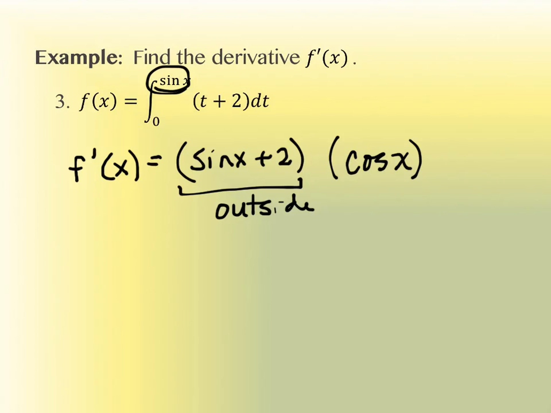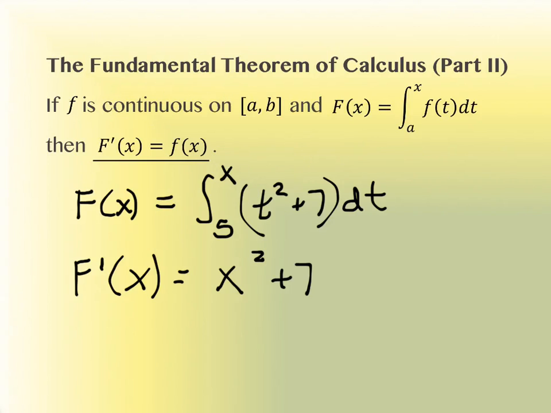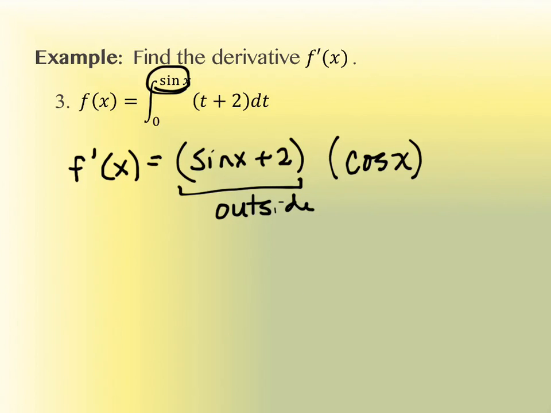So when you're finding this derivative, the outside function was how we were defining everything to be happening over here in this fundamental theorem of calculus. But we have an inside function now that we also have to find the derivative of. So the last thing that we would do then is we would simplify this by writing this out. Sine x times cosine x plus 2 cosine x.